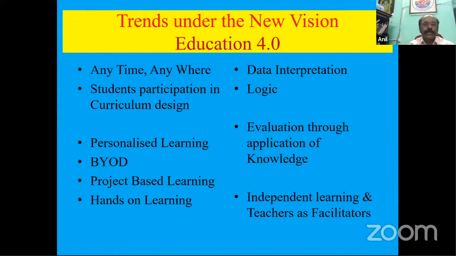And the students' participation in curriculum design must be there. So you have to design your course involving your students. That is very important. That is personal learning. BYOD is very personalized and focused learning. And project-based learning must be there, and hands-on learning. These are very important. And data interpretation. For example, for commerce, economics, and arts students, you have to give some project work or assignments where there is scope for data interpretation also. And logically, they have to represent this data interpretation and evaluation through application of knowledge and independent learning, and teachers as facilitators. So anytime, anywhere must include online courses, flipped classrooms, etc.